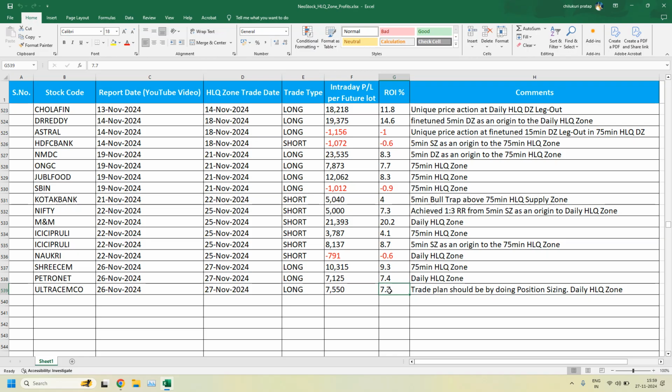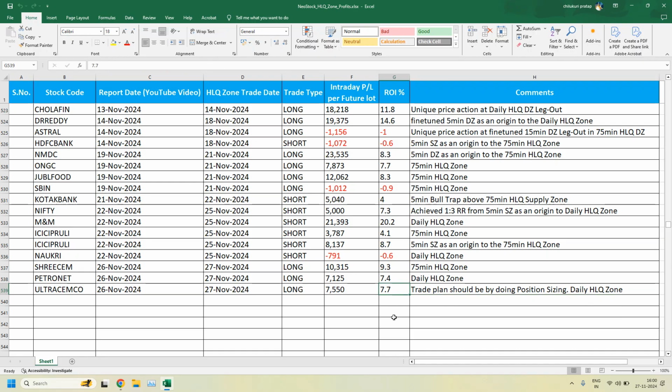I just want to revise, to make you people understand the importance of position sizing. I kept this trade in the Excel sheet. That's why I have written the comment also. Trade plan should be by doing position sizing. It's not easy to do position sizing in futures unless you buy more lots. If you are buying 1 or 2 or 3 lots, you can't do position sizing. You can't bear the risk. Only in the cash segment you have to plan your trades. Even intraday, only in the cash segment you have to take the trades, not in the futures.